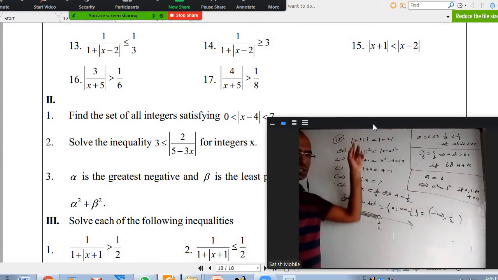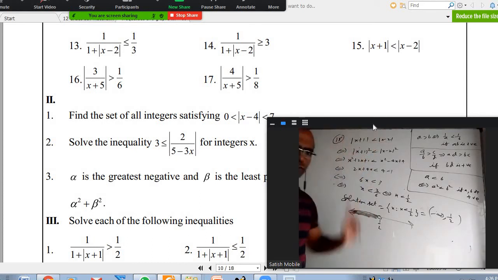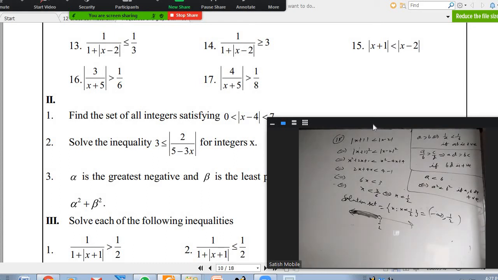Earlier, I switched on the tube light. I thought some glare is coming. Now I switched it off. Is the board clear? Yes, sir. Okay, now it is better? Yes, sir.